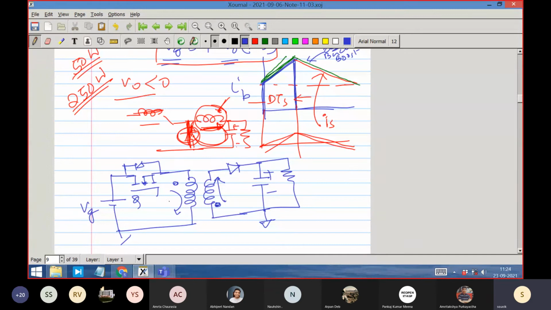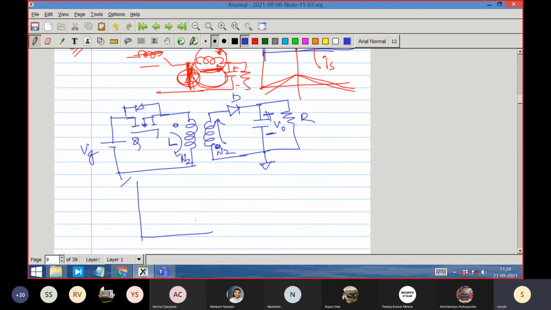This is L. And now I can use the turns ratio as well, N1. This is the diode D. This is the capacitor, and this is the polarity, plus minus. This is V0, R. How does it work?